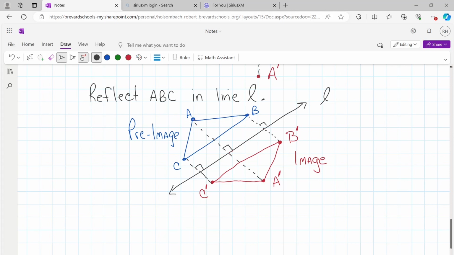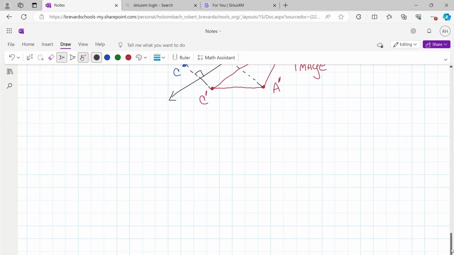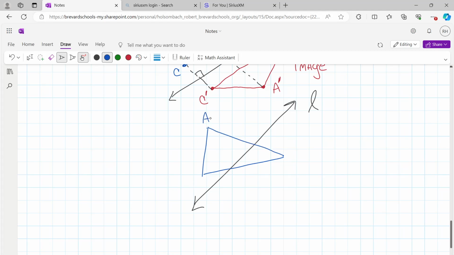All right, let's do one more where the pre-image is over. Here's our line L. We're going to take our pre-image and now our pre-image is on or it's crossing the line of reflection. And when this happens, we follow the same technique. We just reflect each point individually, and then we connect the points.